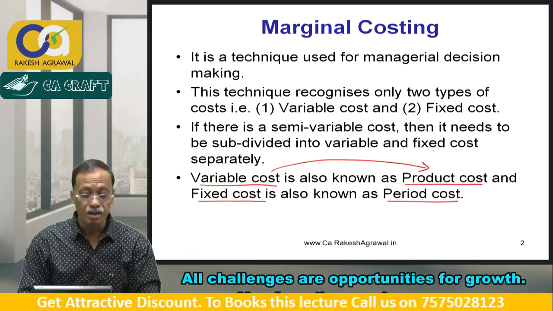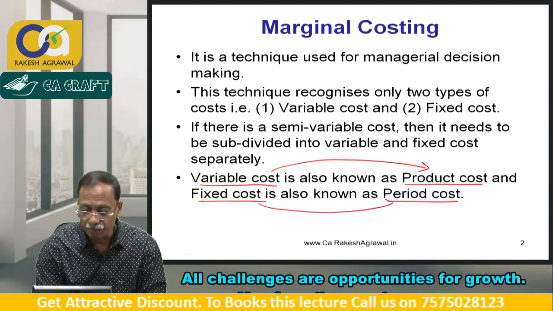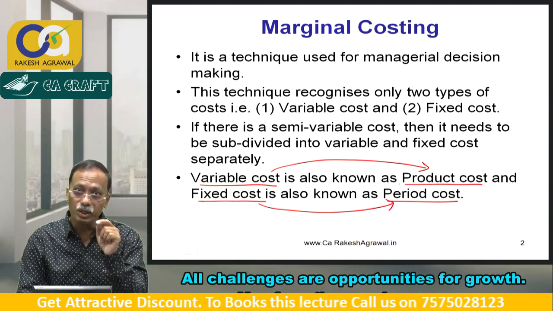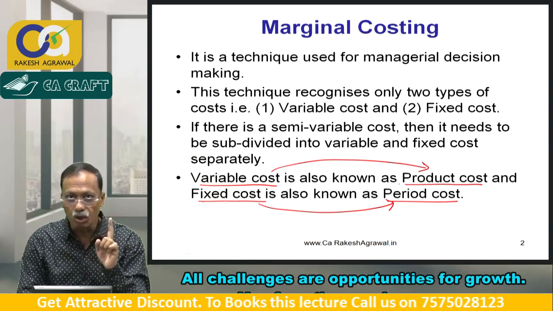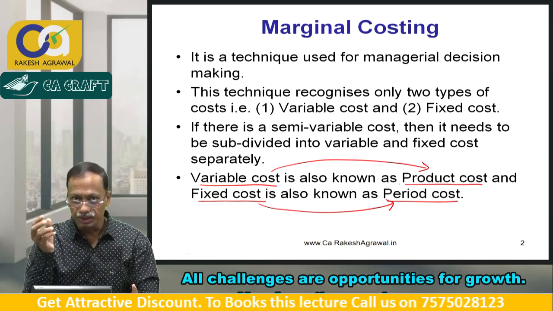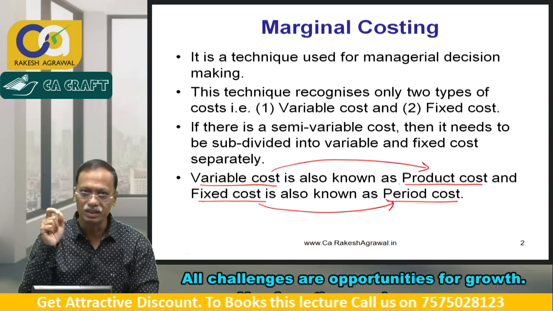Are you getting it? And fixed cost is known as period cost because this cost changes according to time period and not according to number of units produced. So the cost which changes or behaves depending upon the time period is called period cost, that is fixed cost.